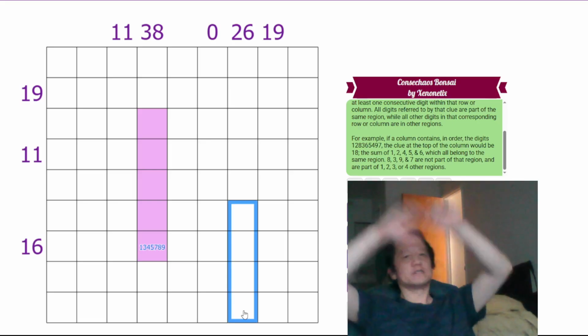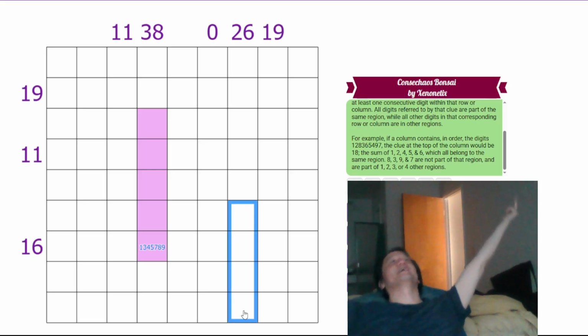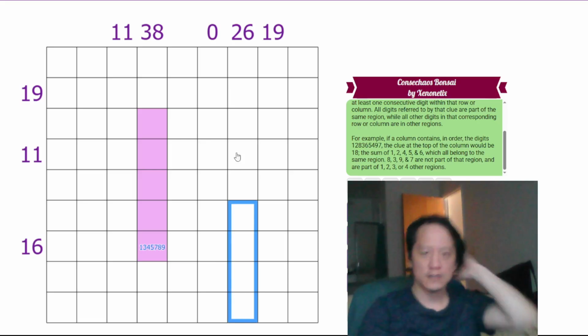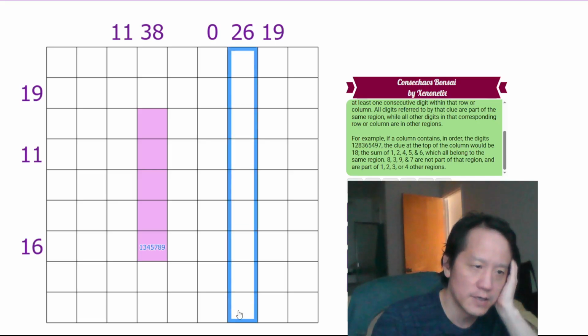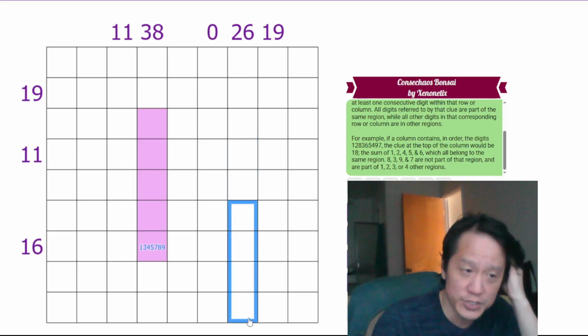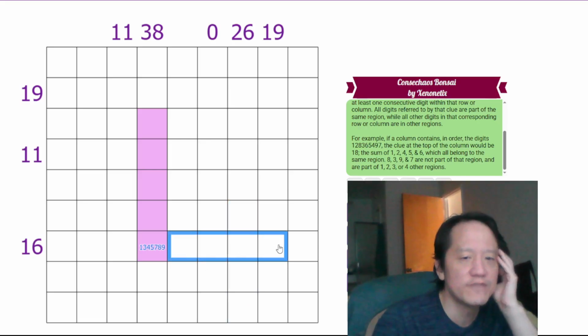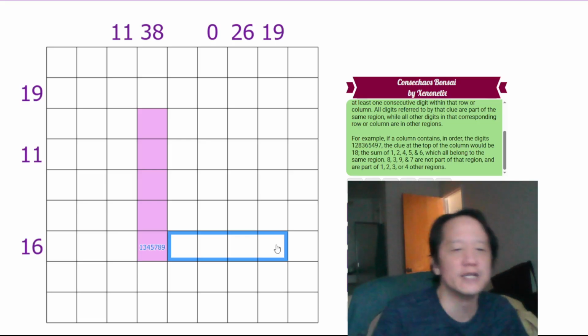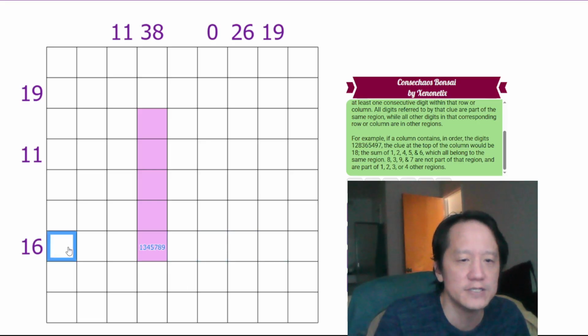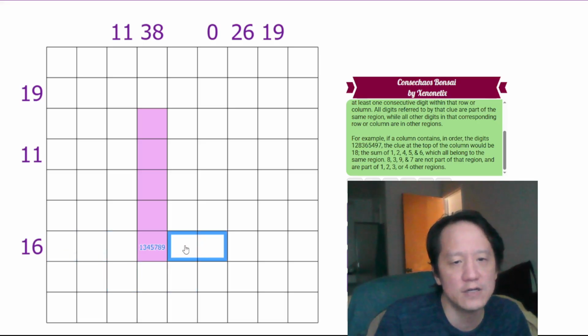So 26 could be 4, 5, 8, 9. I'm thinking about this. And they could just be right next to each other. Actually, you could have 4 in a row, right? It could be 1, 2, 8, 9. So it's not guaranteed. It can't be 3 and 1. But as long as the 2 are connected to each other, that's fine.